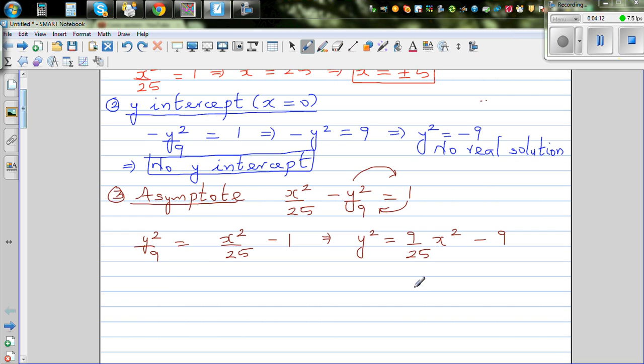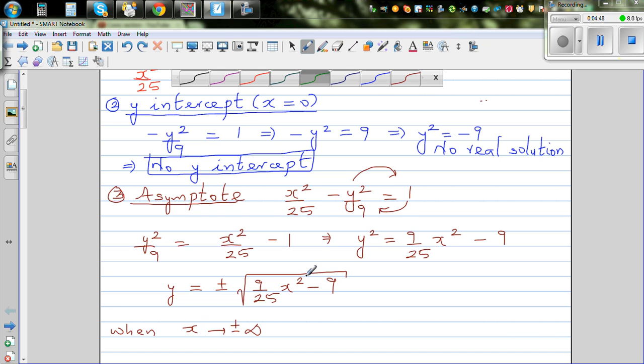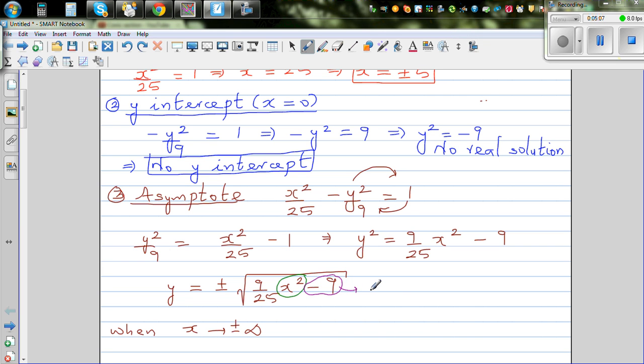Okay, so y is plus or minus the square root of the whole thing, 9 over 25 x squared minus 9. Now you have to ask the question: when x approaches positive or negative infinity, it doesn't matter which, because it is x squared here, what happens to y? Well, when x is approaching infinity, this is going to be a huge number. The main player is this x squared, so minus 9 becomes almost insignificant. It doesn't make any difference when x is approaching positive or negative infinity.